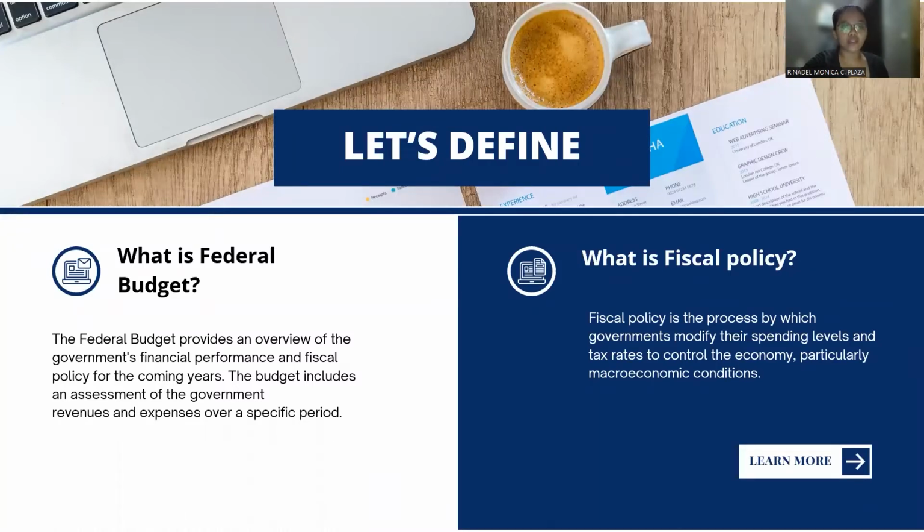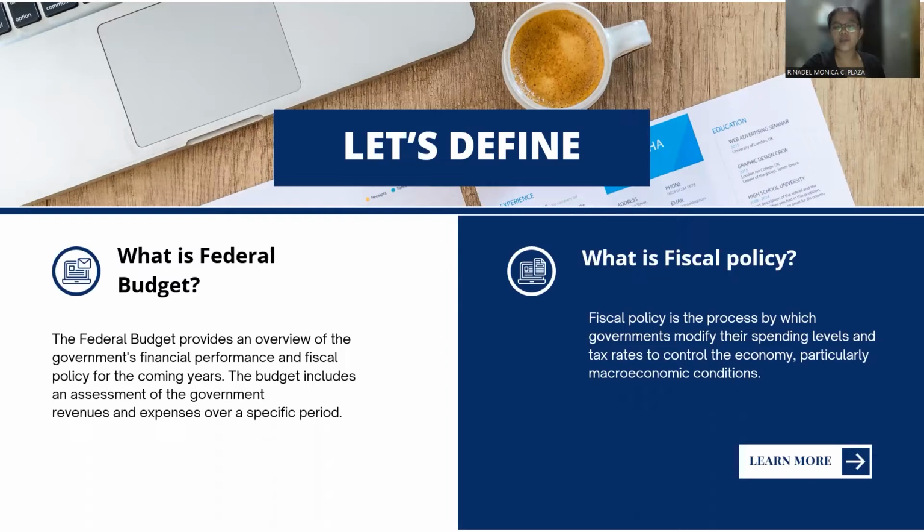The federal budget provides an overview of the government's financial performance and fiscal policy for the coming years. The budget includes an assessment of the government's revenues and expenses over a specific period. Just like our Philippine government, the US government spending plan or budget plan is a result of negotiation between the Congress and the President. And what is fiscal policy?